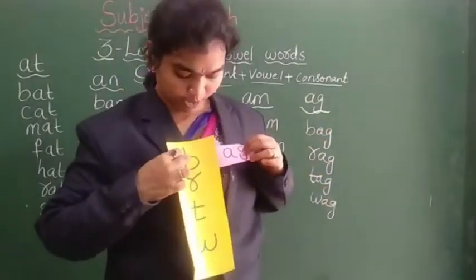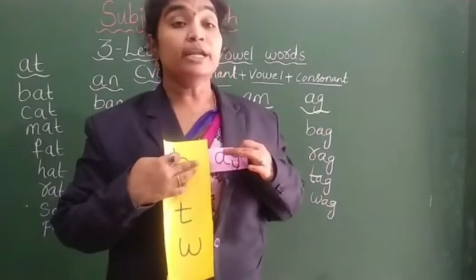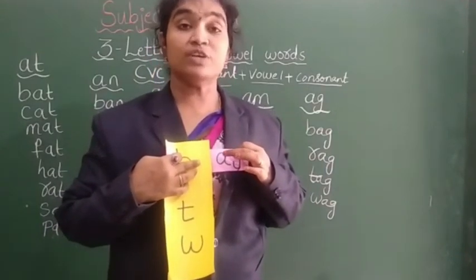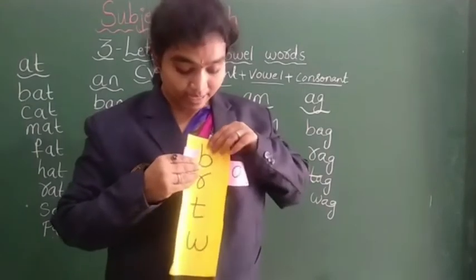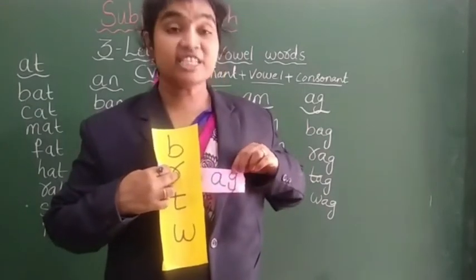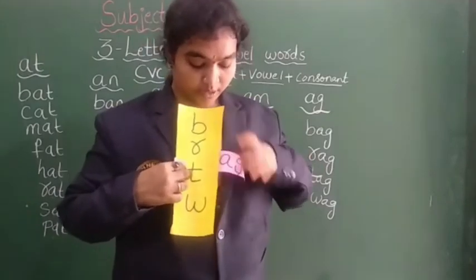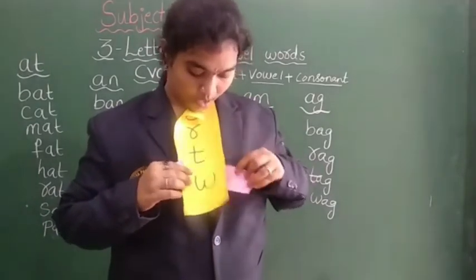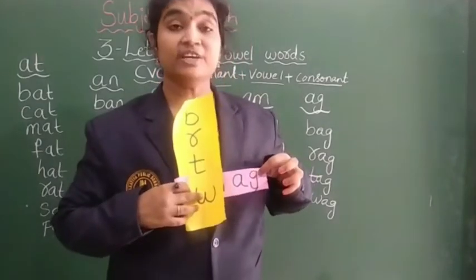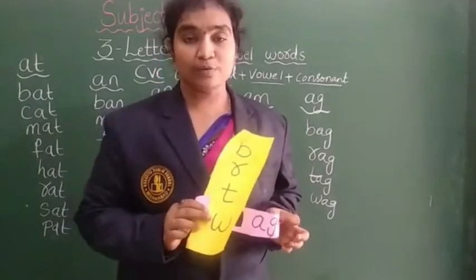Look here. What is this letter? B. These are the words which end with AG, ag. BAG, bag. RAG, rag. TAG, tag. WAG, wag. Okay, children, have you understood?